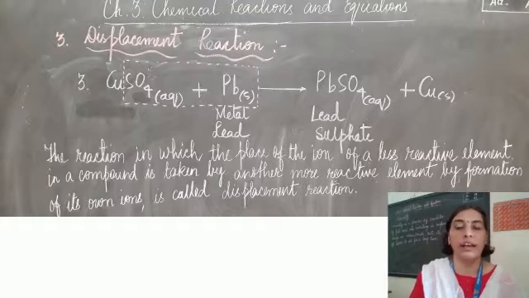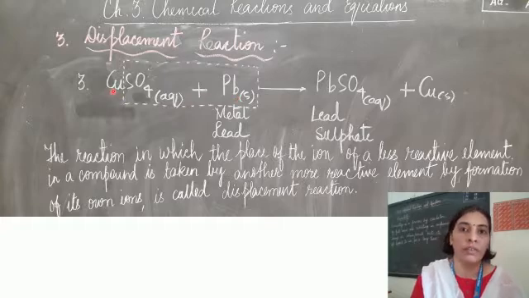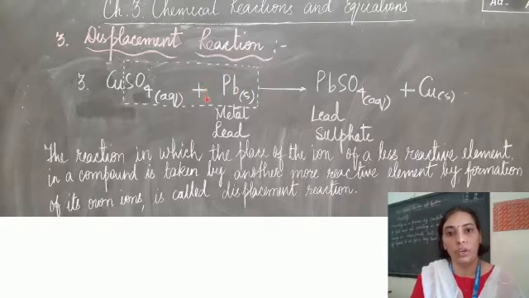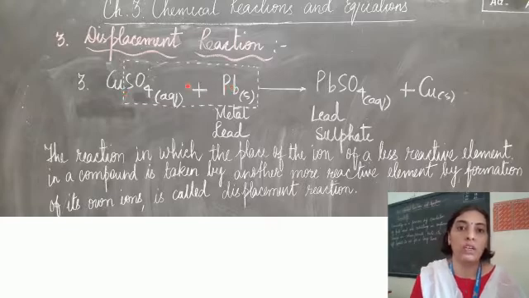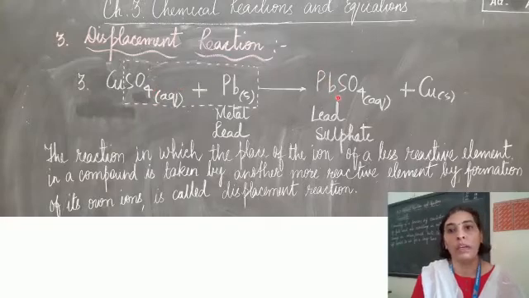Coming to the third and the last example of displacement reaction. Here we have taken copper sulfate, again an aqueous solution, and the metal that we have chosen this time is lead. Lead, the symbol is Pb and it comes from plumbum. So this is one metal that we have added to the copper sulfate solution. Now on adding this, we find that lead is more reactive as compared to copper.